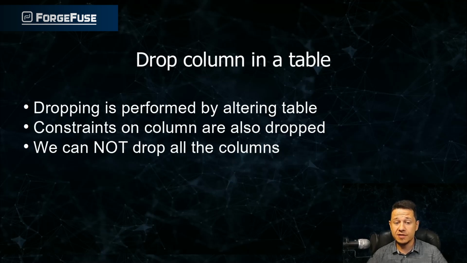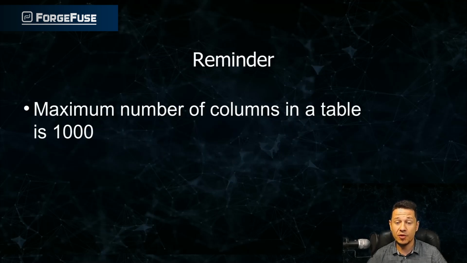Remember that the constraints on a column are also dropped when dropping a column. And remember that we cannot drop all the columns which are present in the table. So one column in a table has to exist. Just a reminder that the maximum number of columns in an Oracle table can be 1000. Let's go to some examples to see how this works.